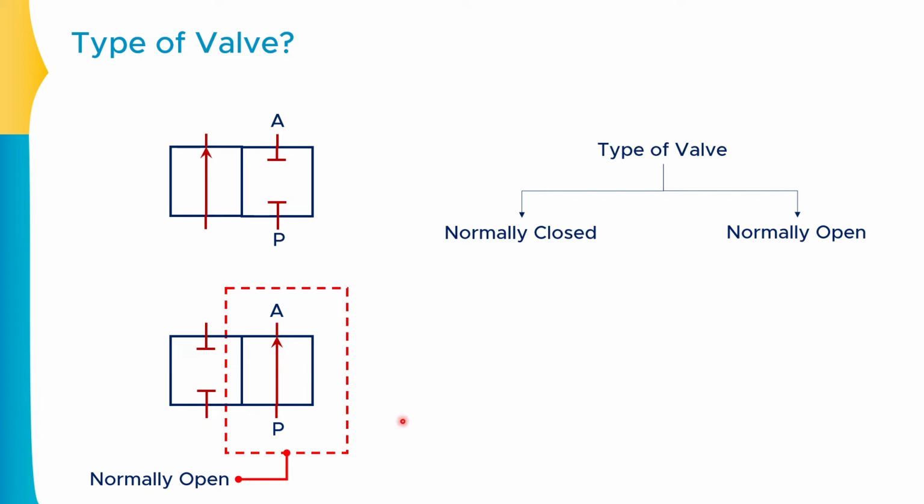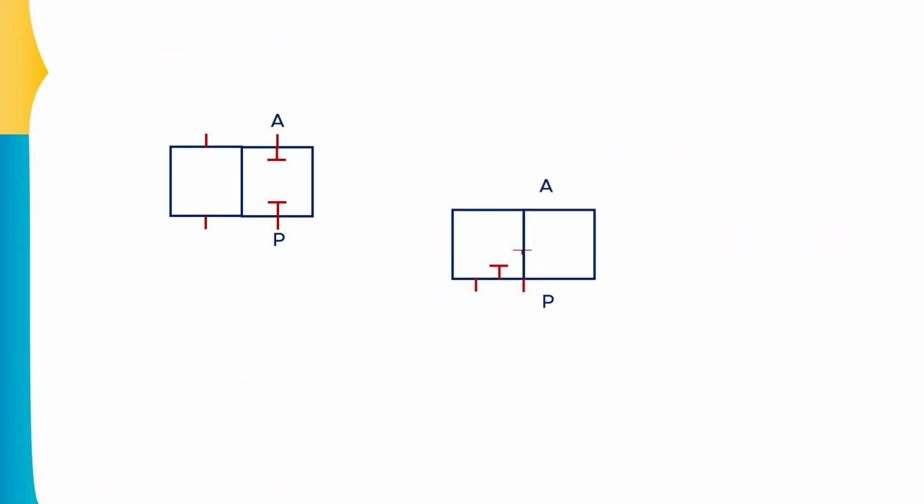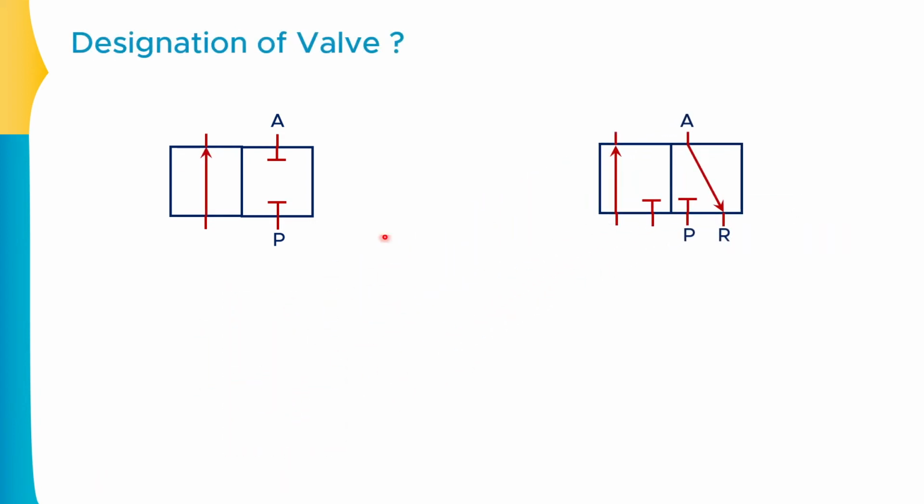Understood? Now let us understand the designation of the valves. For that I have taken two examples. This is the very first example, in which there are a total of two ports: this is the inlet port and this is the outlet port. There are a total of two positions available. The very first is the closed position, and the second is the open position, in which the fluid is coming from the inlet and going to the outlet.